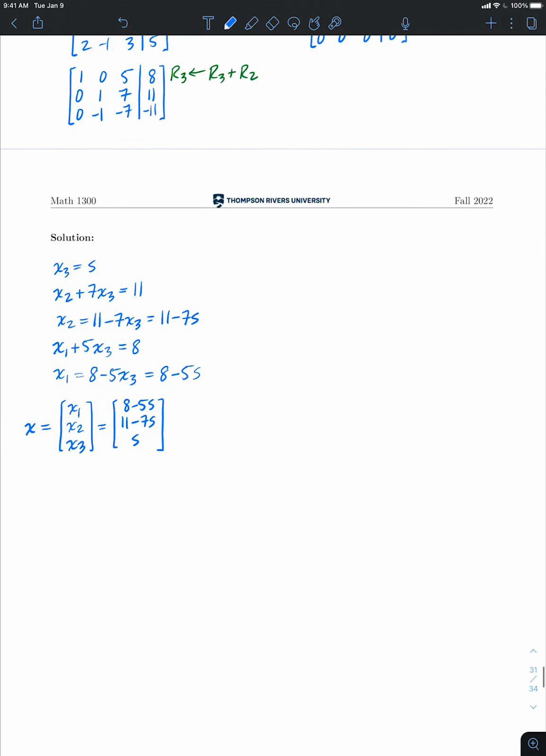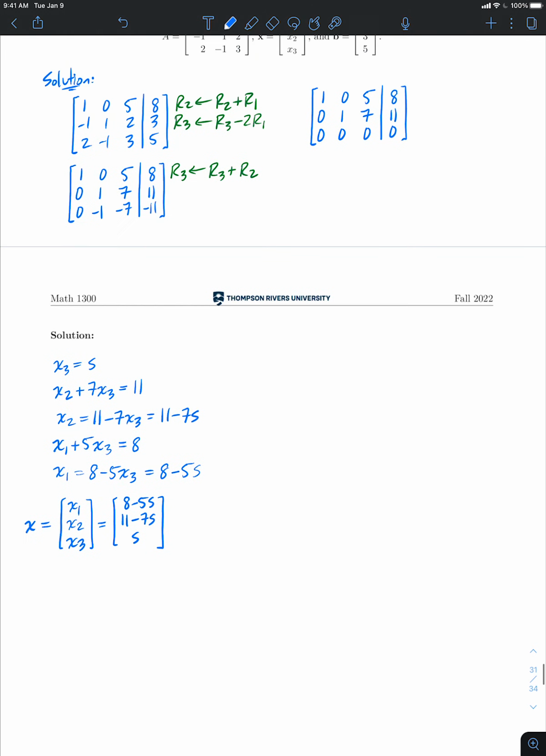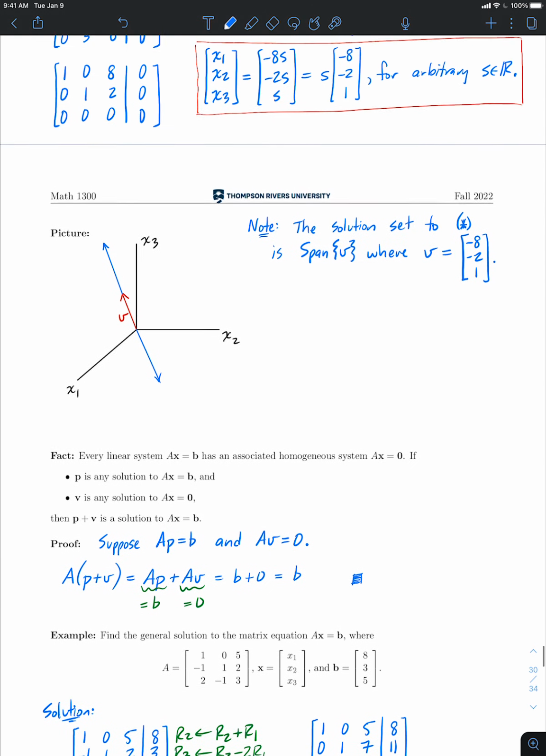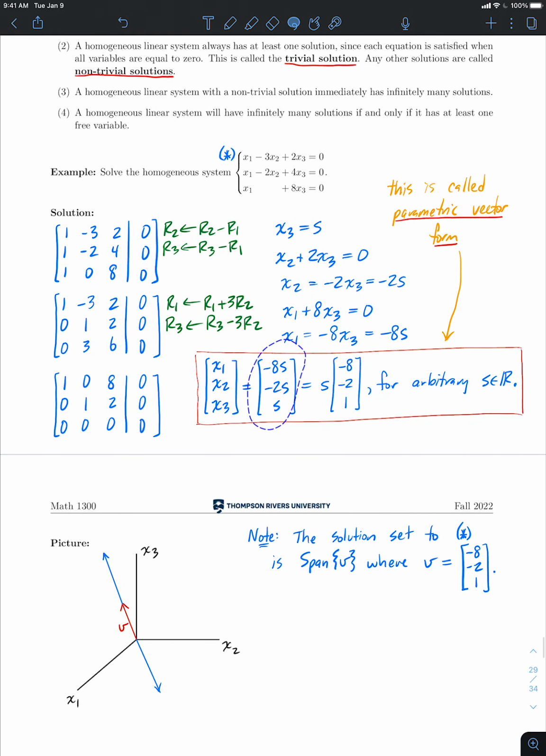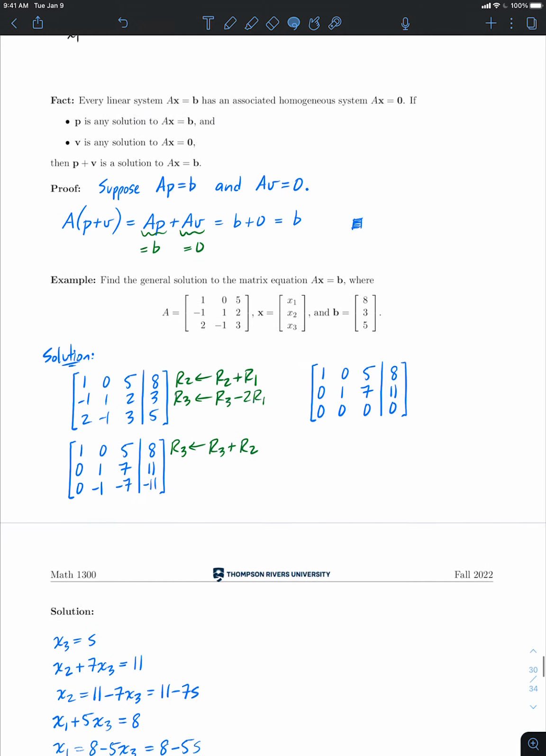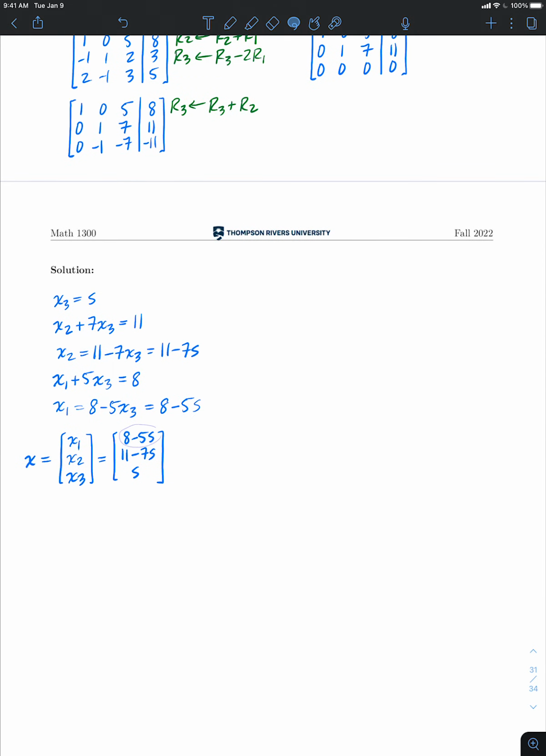Now if you jump back up to an earlier example, what did we do at this point? We pulled out the s to write it in parametric vector form. We can't do that this time. It's not going to work out quite so nicely because s is not a factor of 8 minus 5s, and it's not a factor of 11 minus 7s either. Because of that, the 8 and the 11 throw things off, so you can't just pull out an s. But here's what you can do.